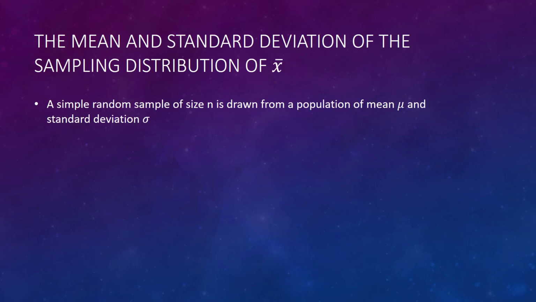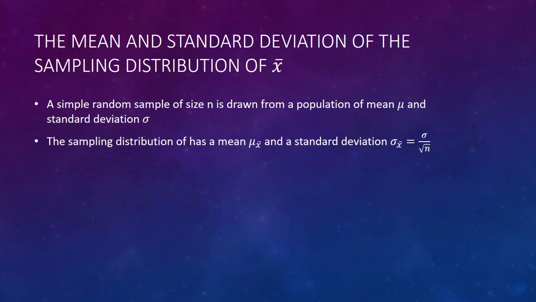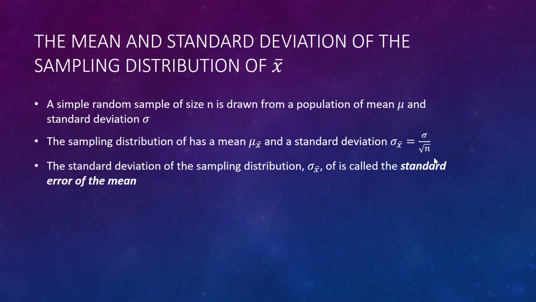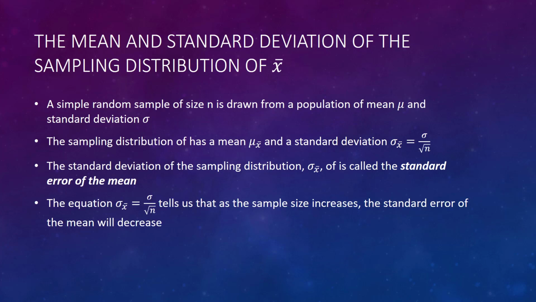The mean and standard deviation of the sampling distribution of x bar. A simple random sample of size n is drawn from a population of mean mu and standard deviation sigma. The sampling distribution has a mean of mu sub x bar and a standard deviation sigma sub x bar, which is the population standard deviation divided by the square root of n. Remember, n is our sample size. The standard deviation of the sampling distribution is called the standard error of the mean.